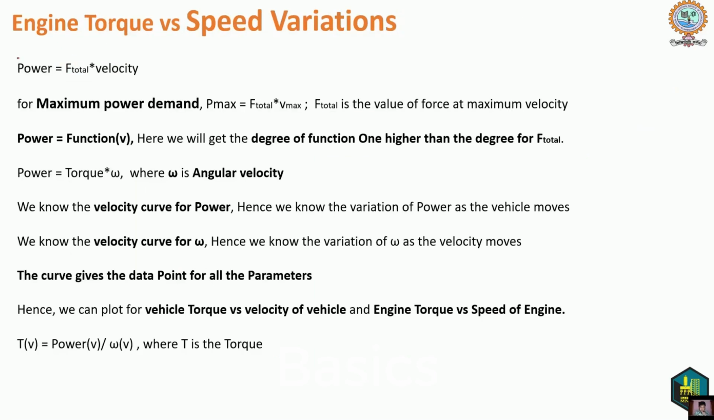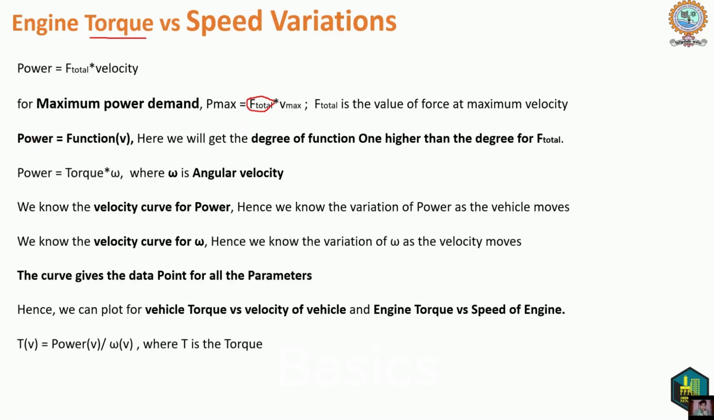Now you know the velocity, so you will go for engine torque versus speed variations. Power equals F total times velocity: all the resisting forces summed up, multiplied by the velocity of the vehicle at that point in time. For maximum power demand, just take the maximum value of this and multiply it with Vmax. You get the maximum power demand.